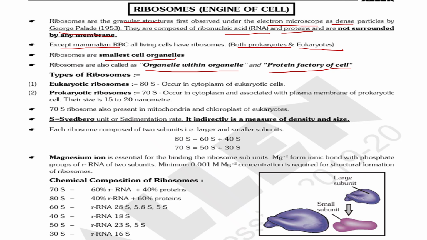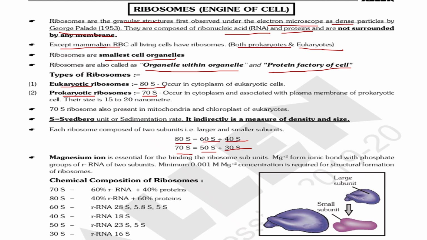There are two types of ribosomes. First one is eukaryotic ribosome and second one is prokaryotic ribosome. So what is eukaryotic ribosome made up of? Eukaryotic ribosome is of 80S and prokaryotic ribosome is of 70S. So 80S ribosome is made up of larger subunit 60S and smaller subunit 40S. 70S ribosome is made up of larger subunit 50S and smaller subunit 30S.